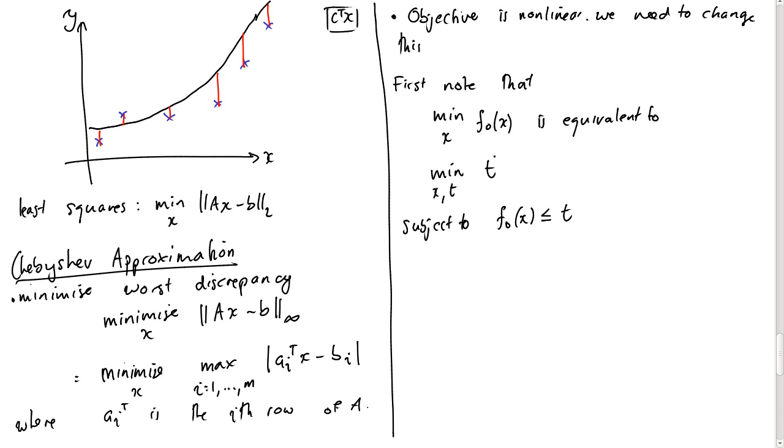Okay, so now in this new problem, we had a non-linear objective, now we have a linear objective, but we've made some messy constraints. If we do this, our problem becomes, well, what does it become?